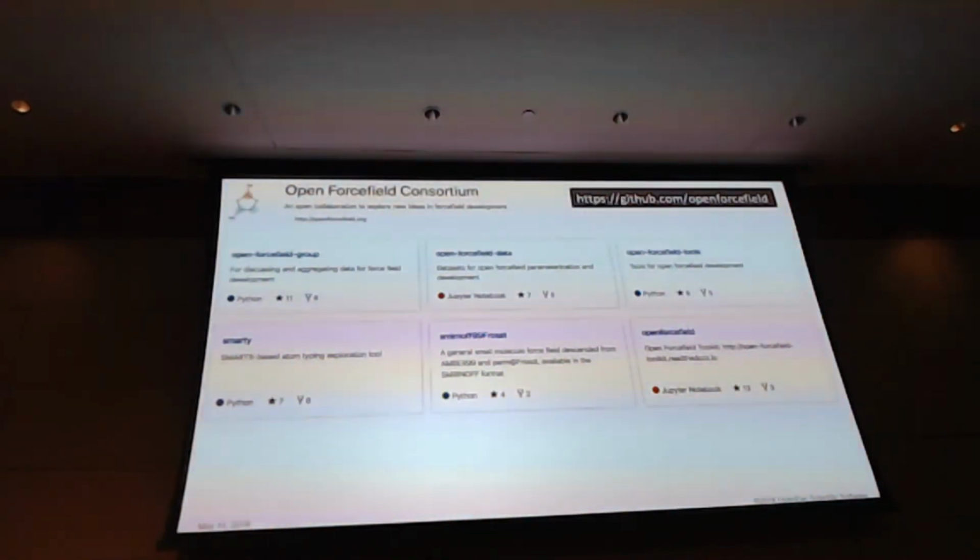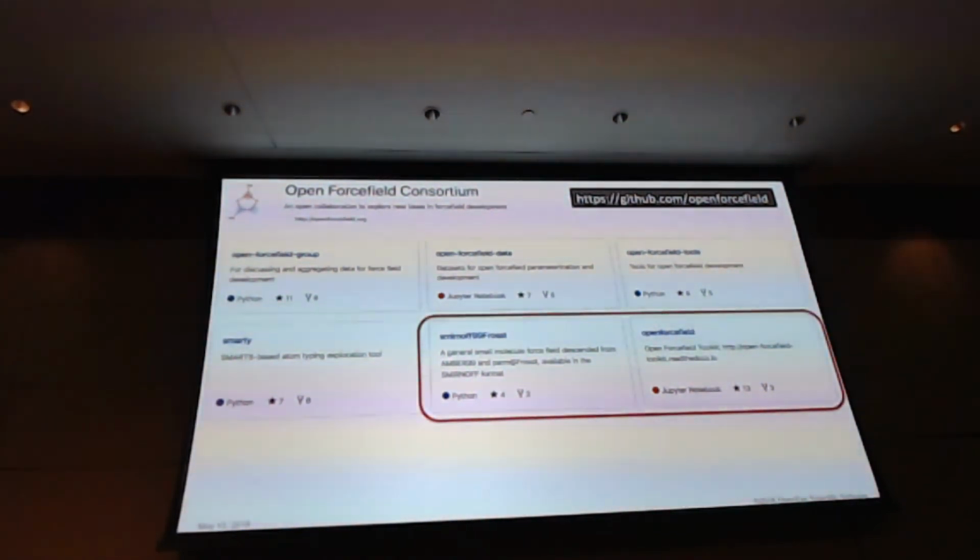And this is what it looks like on the site. Right now we've got 6 projects posted, and I just want to spend the remainder of my talk showing you what happens with these projects, how you can use them, what they can do for you, and maybe a little of what they're doing for us. So I want to focus now on these two. SMIRNOFF99Frosst is the project that holds the force field, and it has some tools for using the force field. So how do we use that?